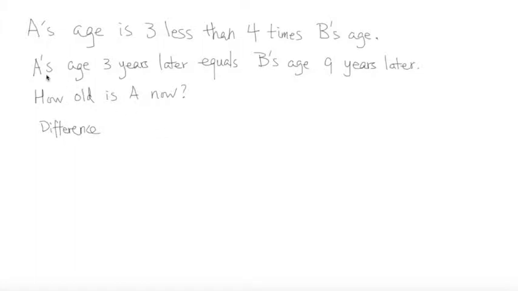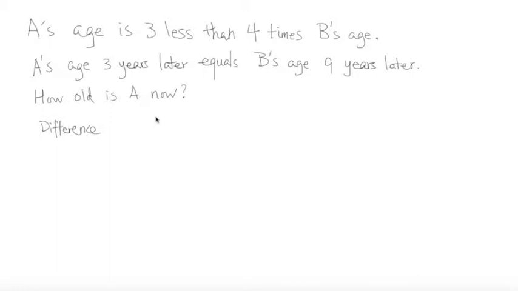So this sentence, A's age 3 years later equals B's age 9 years later. So what does that mean? Who is older, A or B? Well, the answer is A is going to be older because 3 years later, B, well, how do I say?